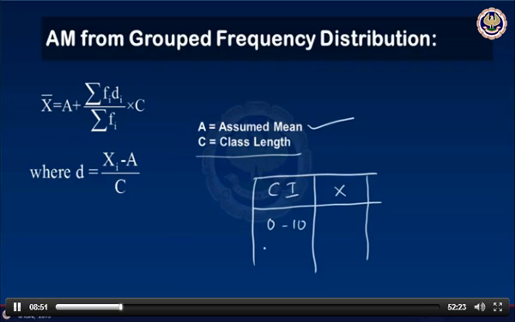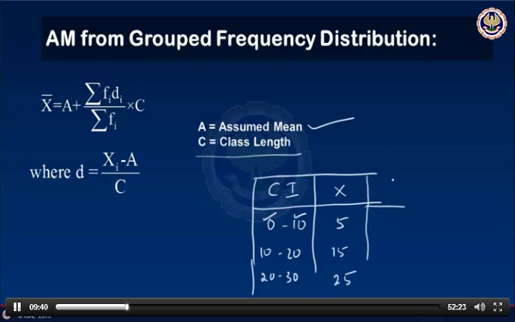Suppose the class intervals 0 to 10, 10 to 20, 20 to 30 are given with frequencies. In that case, 0 is called the lower boundary of the class interval and 10 is called the upper boundary. We have to take the mid values, lower boundary plus upper boundary by 2, that is 5, then 15, and then 25. We assume that 5, 15, 25 are the x mid values.